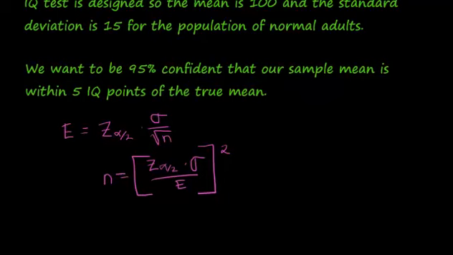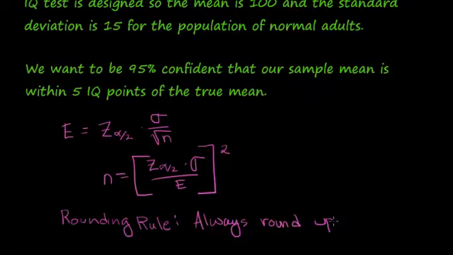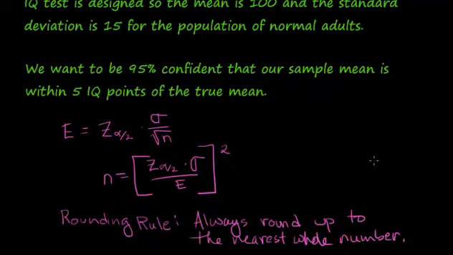Okay, so our rounding rule when calculating n is the same as we found when we were working with the proportion. To have the confidence level we want, we will always round up to the nearest whole number. It doesn't matter even if we get 100.002, we'll round that up to 101.